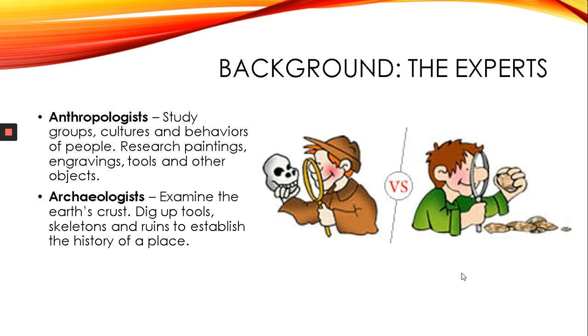So we find out about history in two different ways, but with two different experts. The one is anthropologist and the other one's archaeologist. So an anthropologist looks at people. So they study the behaviors, the cultures, paintings, engravings, tools to actually find out how those people were living. The archaeologists are the people who actually dig in the ground. So they are looking at tools, skeletons, things that they find within the Earth's crust to actually figure out what these people were doing.